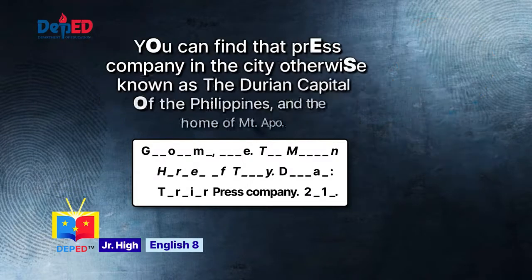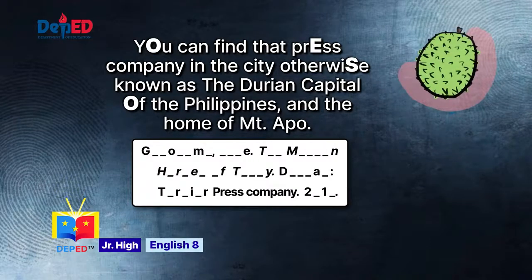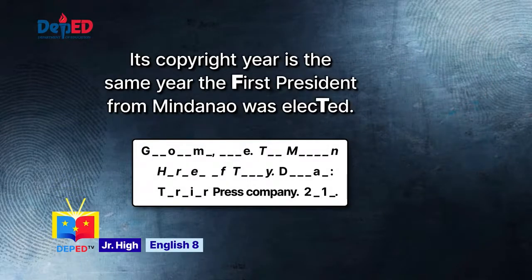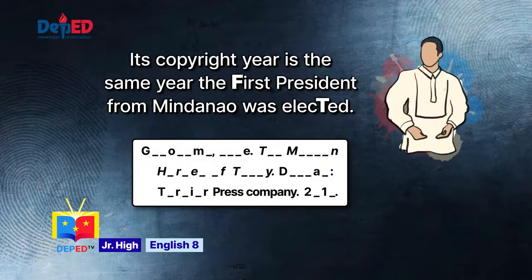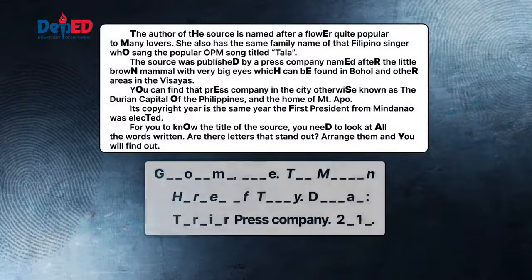You can find that press company in the city, otherwise known as the durian capital of the Philippines and the home of Mount Apo. Its copyright year is the same year the first president from Mindanao was elected. For you to know the title of the source, you need to look at all the words written. Are there letters that stand out? Arrange them and you will find out.